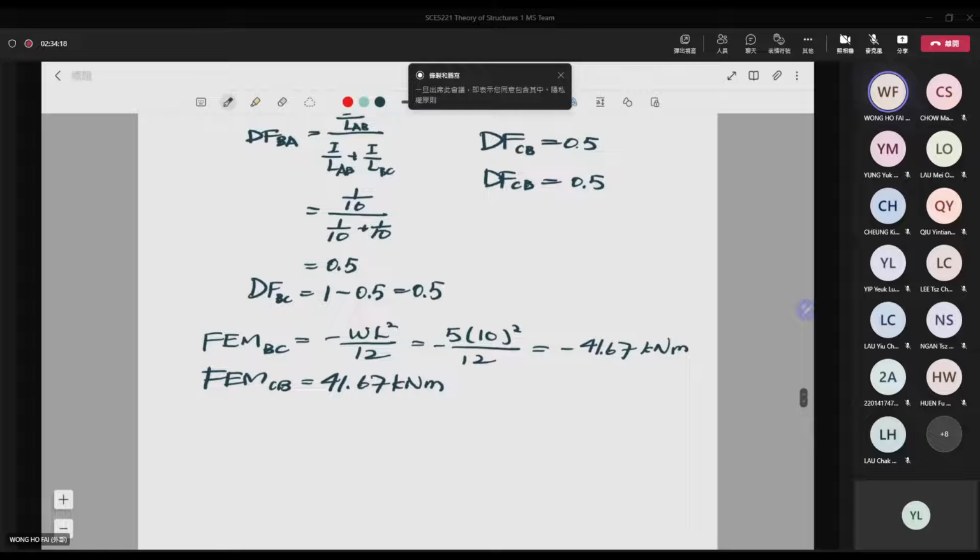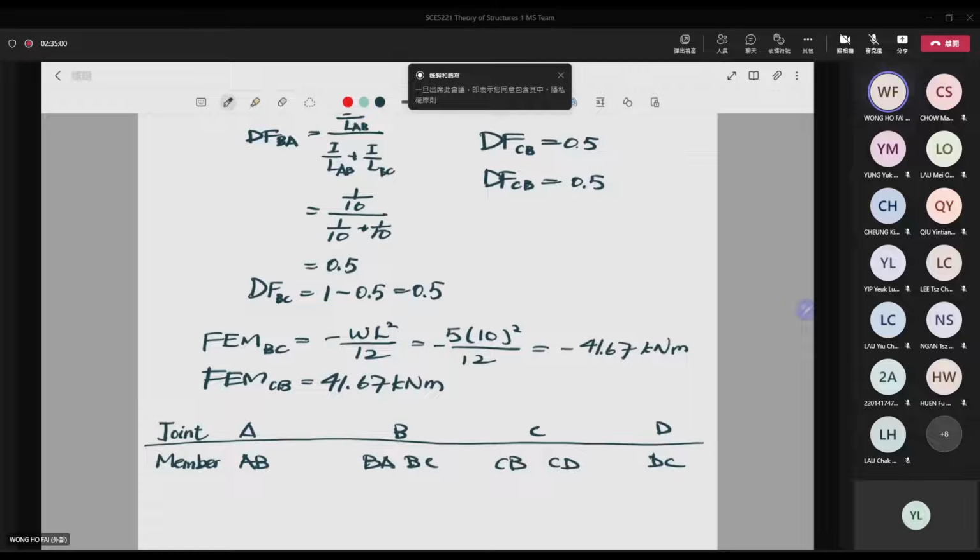So for this one, you have your fixed end moment and then you have your distribution factor. So in order to find the answer, first of all, you just follow what we have done before. For the joints here, we have joints A, B, C, and D. And then for the members here, we have AB, BA, BC, CB, CD, and DC. So we can write down something like that.